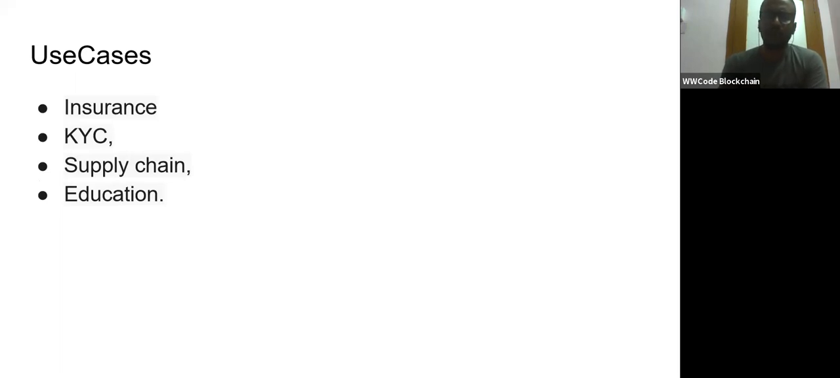Like the supply chain, I told you Walmart is already working on blockchain. They are running a live project in blockchain technology, and in China they are opening supermarkets like that. In every supermarket, every product has a QR code. If you enter the shop and get a product, you just scan that QR code.